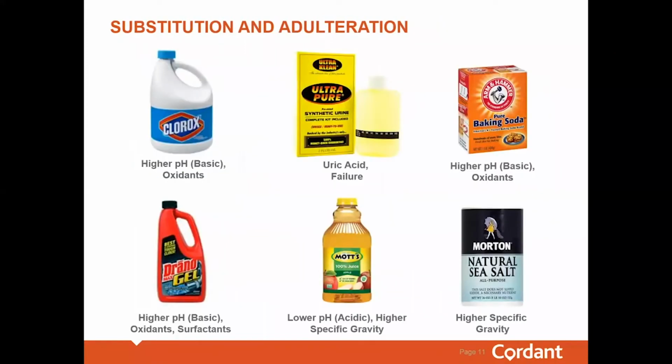Let's move to adulteration and substitution. Here are some examples of common items used to adulterate and substitute. Many are found around the house or easily ordered online. I have also listed what the effects might be to the urine sample and what that would look like on a test. Clorox, baking soda, and Drano are all very basic, so would bring up the pH of the sample. They all have higher specific gravities than urine and would also be detected using a general oxidant panel.